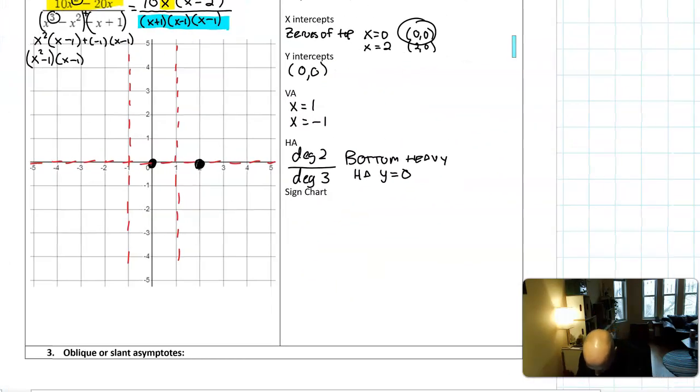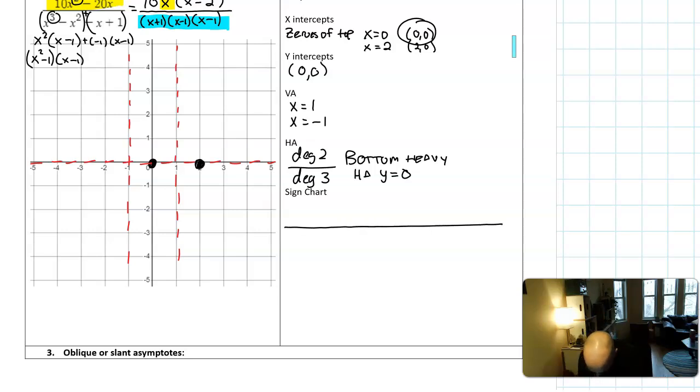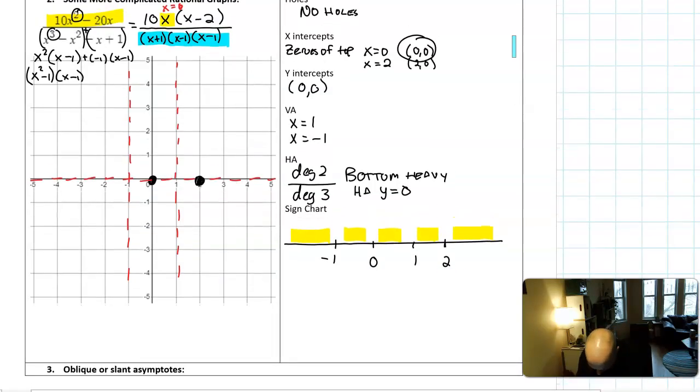So what goes in the sign chart? Well, it's basically all of the zeros and all the vertical asymptotes. Horizontal asymptotes don't matter. So we put in -1, 0, 1, and 2. And we are going to have to test 5 different zones. 1, 2, 3, 4, 5 different zones to think about the signs of each term. I'm just going to take a second and copy the equation down.